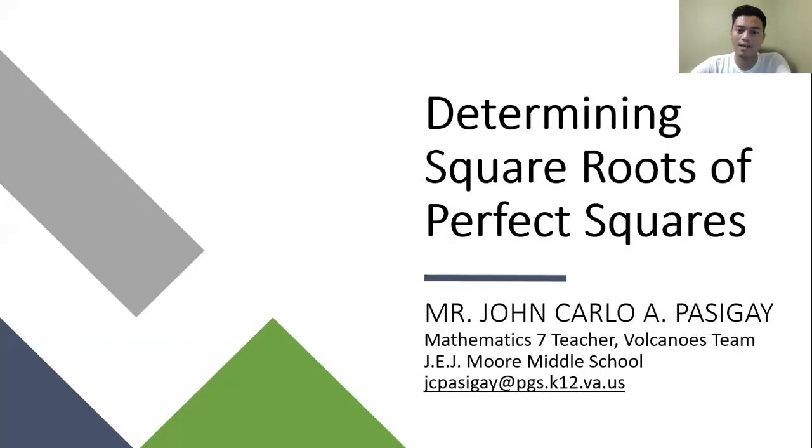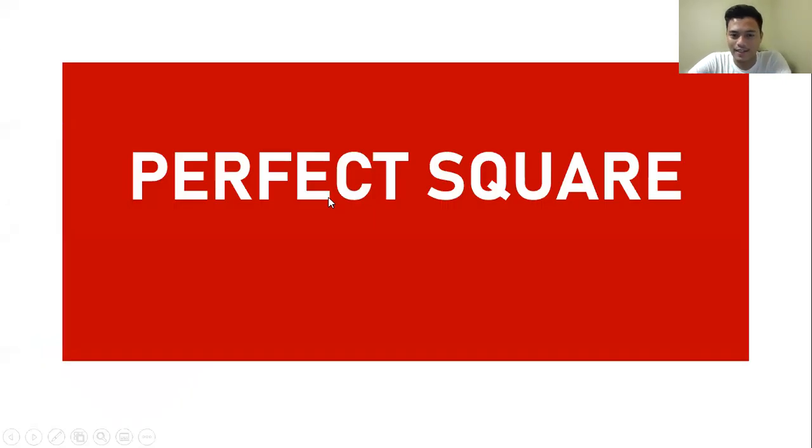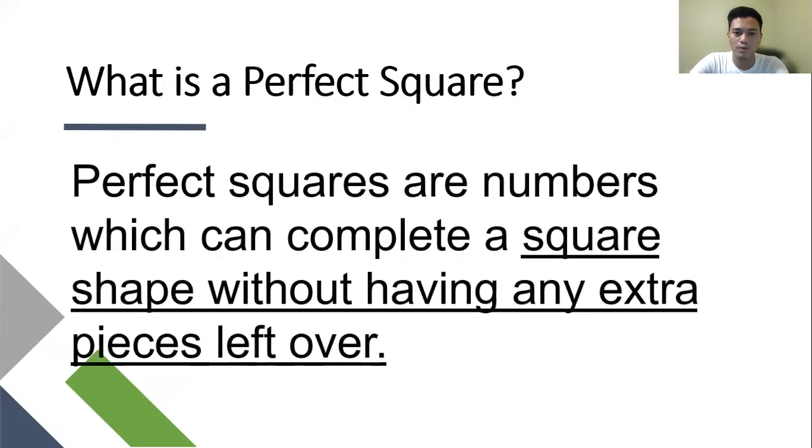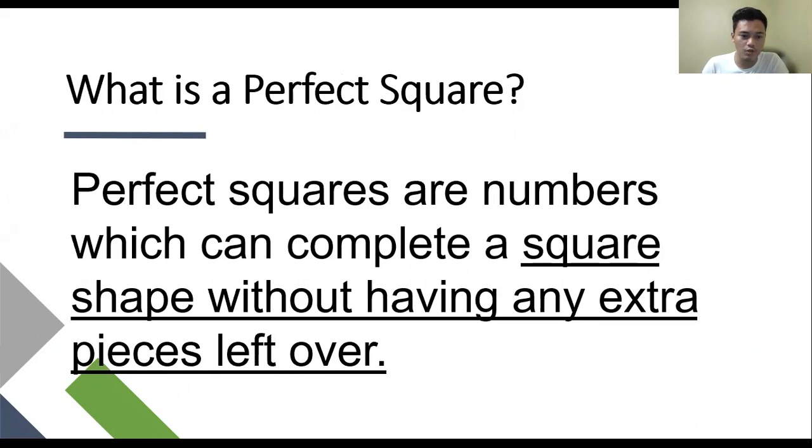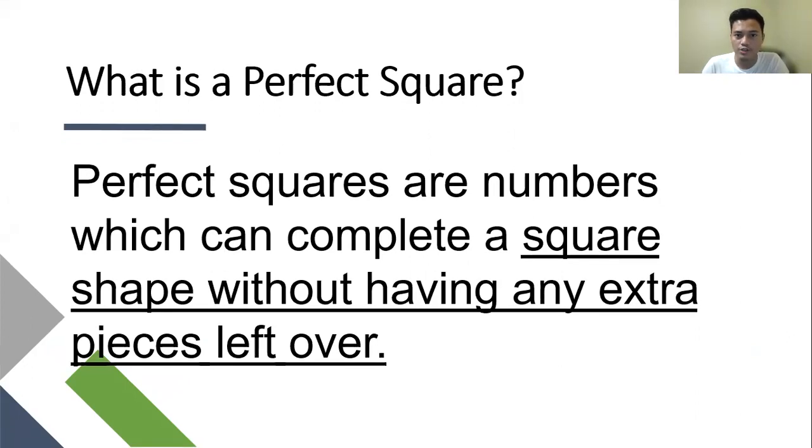using this and applying this in our lesson for today. And this is determining square roots of perfect squares. Okay, so what is a perfect square? If you have heard it, well, we can apply it also and we can use this and determine this term using decimals. But before that, a perfect square are numbers which can complete a square shape without having any extra pieces left over. So if you will go to your Google Classroom, there will be a Desmos activity task that you can work on. So let's try it.